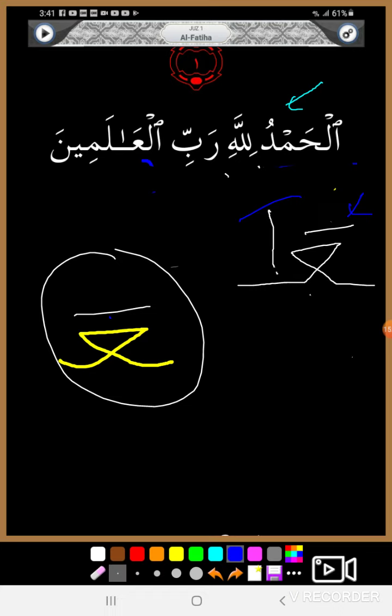Now this alif, normally it should be connected to the ain. But in the Quran, they separated it, they let it float above the line, and it connects now directly to the next letter, which is a lam. So la, here we have la. We have la. La.